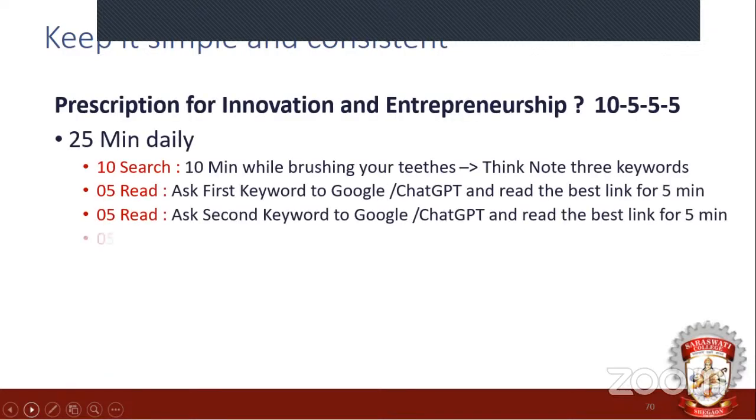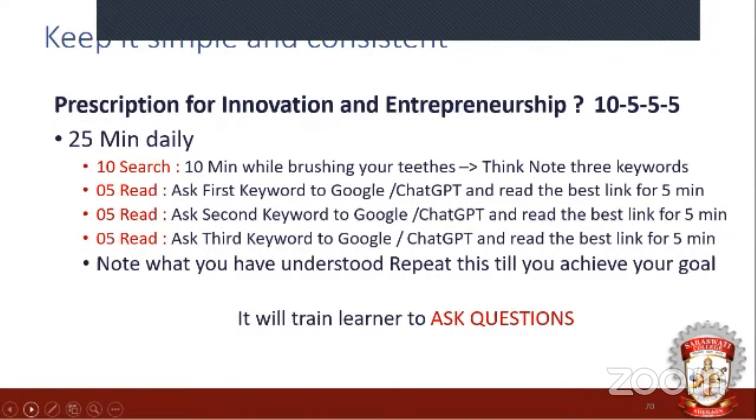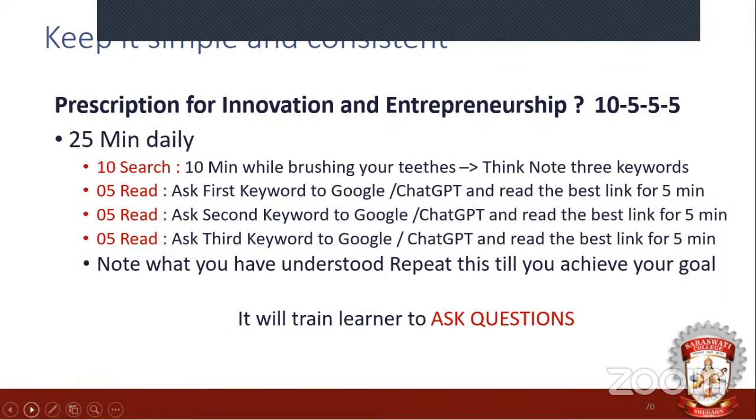We need to make it consistent. So I called it a prescription for innovation and entrepreneurship. If you connect with IKS, it will definitely give you a solution. I presented a few of them. There might be many around. These are not the only solutions. There are ample, thousands of such. Okay. So I call it a prescription for innovation, 10-5-5-5.